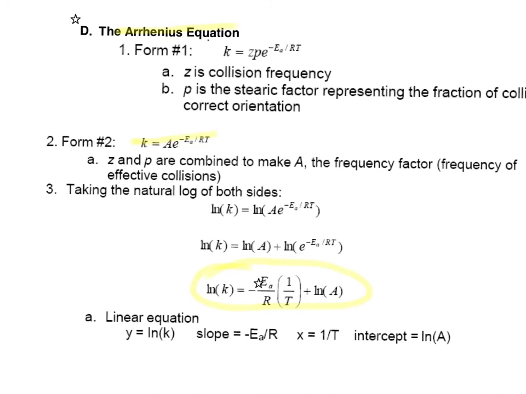This one right here is set up in a y equals mx plus b format, where y is the natural log of k, x is 1 over temperature in Kelvin, and the slope is going to be equal to the negative activation energy divided by R. I've seen a problem where they asked you to calculate activation energy using this equation once. More common, though, is to use the linear equation and a graph to figure out what activation energy is, or just describe how you find activation energy using that graph.